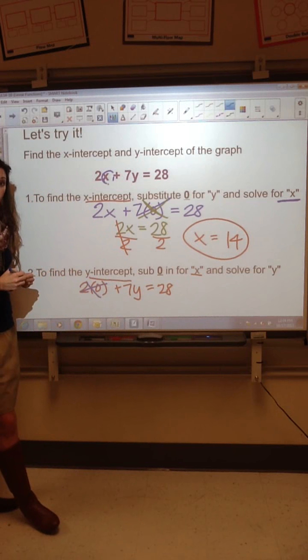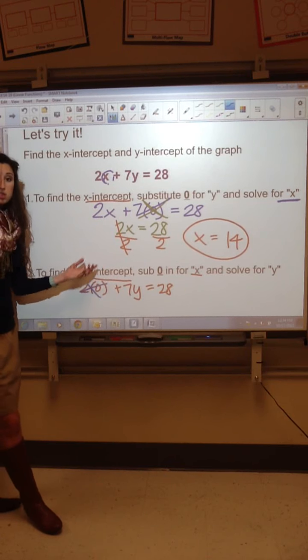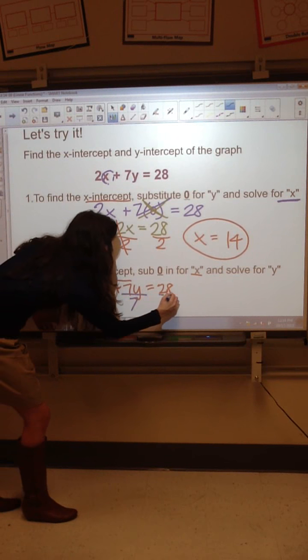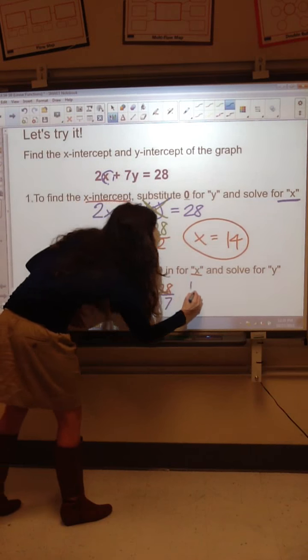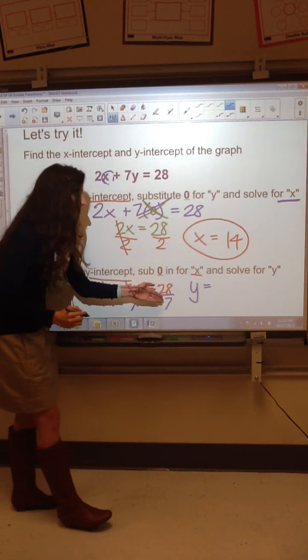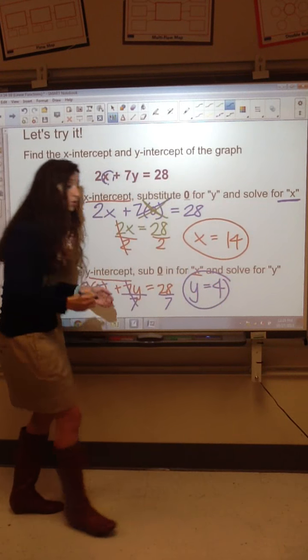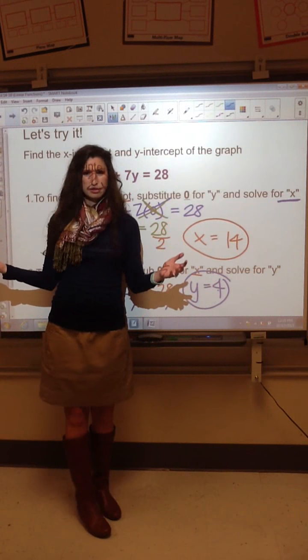Well, how do I calculate y by itself? I've got to cancel out the 7. This is multiplication. What's the opposite of multiplication? Divide. Divide by 7. So now y equals 28 divided by 7, which is 4. So what is my y-intercept? 4. How easy was that?